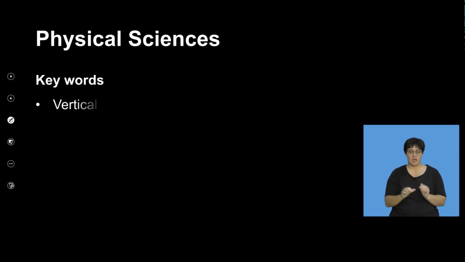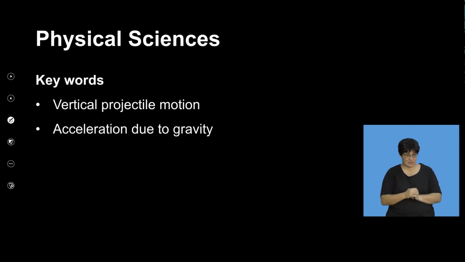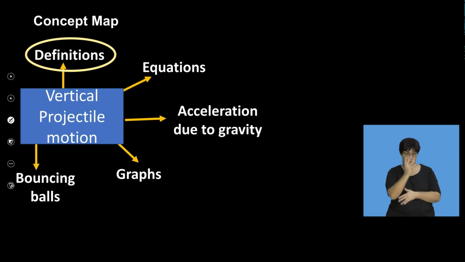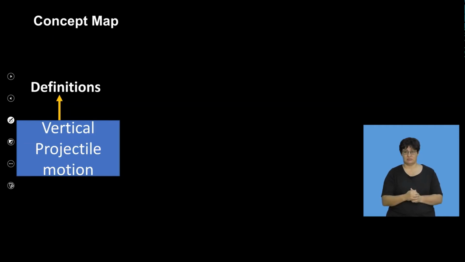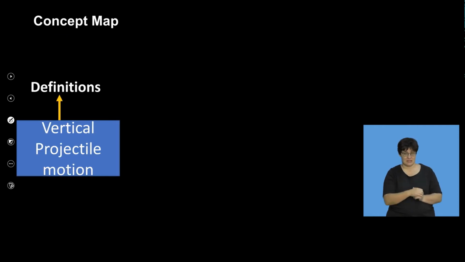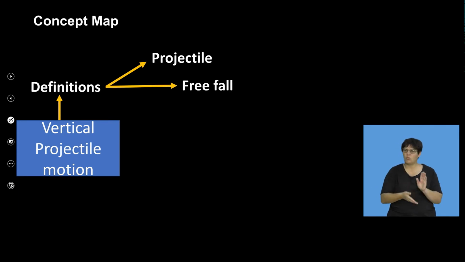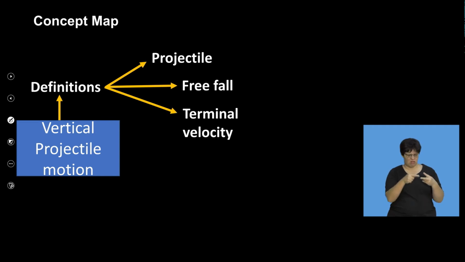What are our keywords? Vertical projectile motion. What is that? Acceleration due to gravity. Those are our keywords for today. Definition. Here we go. We're going to have to define what is a projectile. Where does it go? What does it do? What is free fall? And what is the difference between the two? And then, of course, terminal velocity. Those are the three definitions we're going to need to look at today.